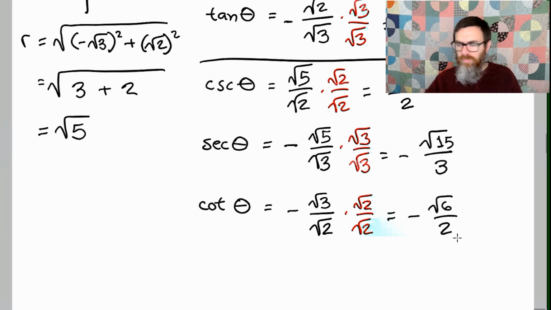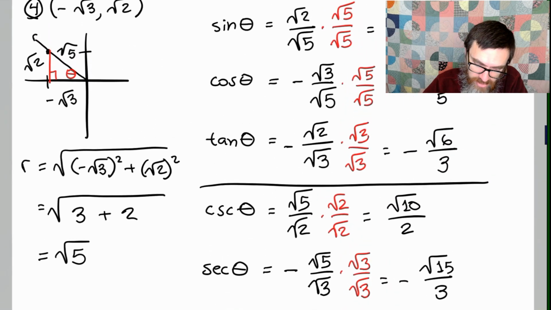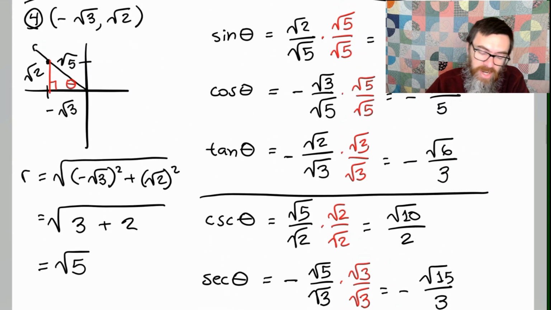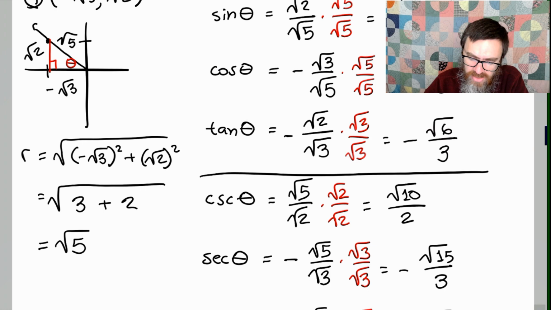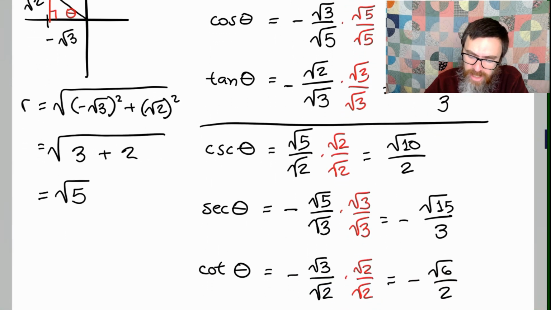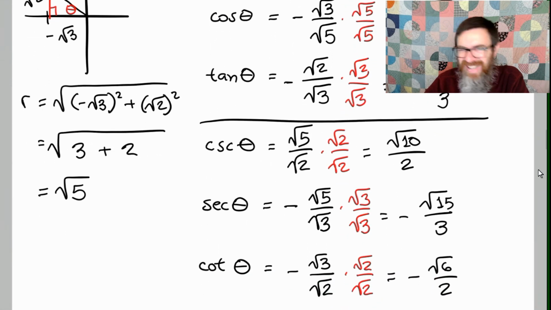And there we go. We found all of the 6 trig function values for this angle that's being formed as that ray goes to the ordered pair negative square root of 3 and square root of 2. This one took longer than the others, and that was mainly because we had to worry about rationalizing denominators. So with practice and a little bit of time, you can see that's really not all that bad.